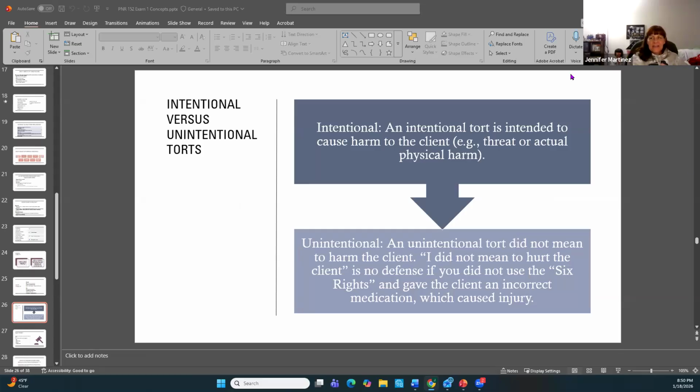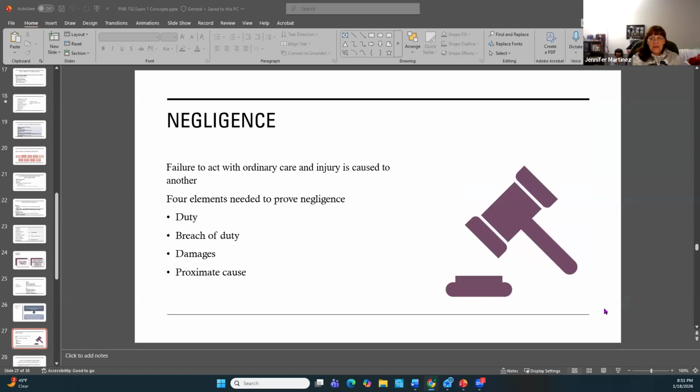So again, an intentional tort is intended to cause harm to the client, like a threat or actual physical harm. And unintentional is you didn't mean to harm the client. So "I did not mean to hurt the client" is no defense if you didn't use your six rights. You gave the client incorrect medication, which resulted in injury to the client.